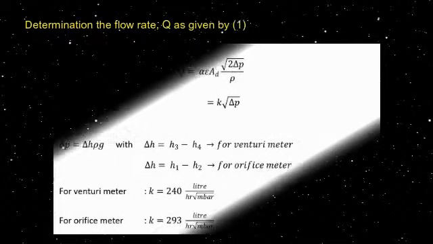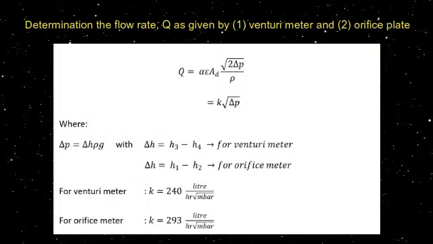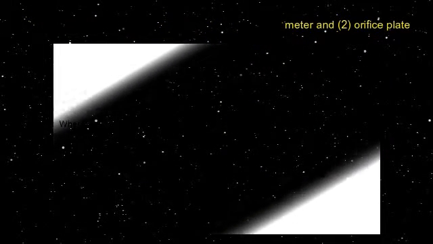So, going to the points for discussion regarding this experiment, we need to determine the flow rate of the venturimeter and orifice plate. We represent these two types of flow measuring devices as Q. To find the flow rate, we need to use this formula. The formula for this flow rate is K times the square root of delta pressure.